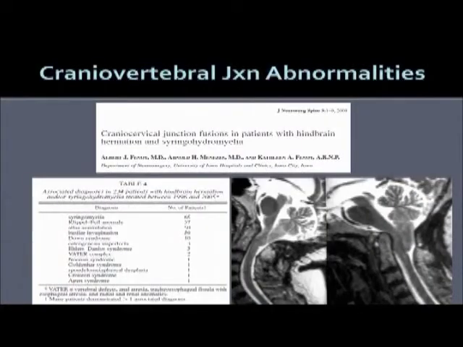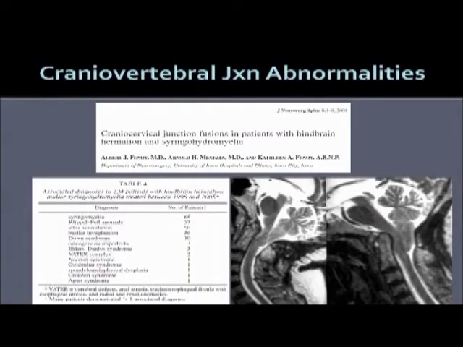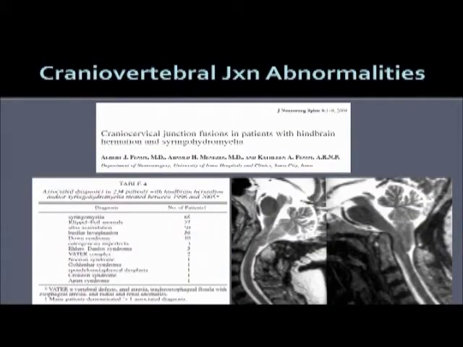Dr. Menezes has been a leader in this area for a number of years and has really taught many of my predecessors and sort of my current generation a lot about spine surgery and how to stabilize the spine. This is a paper fairly recently from 2008 in the Journal of Neurosurgery Spine by his group, just looking at patients who've had hindbrain herniation with or without syringomyelia.